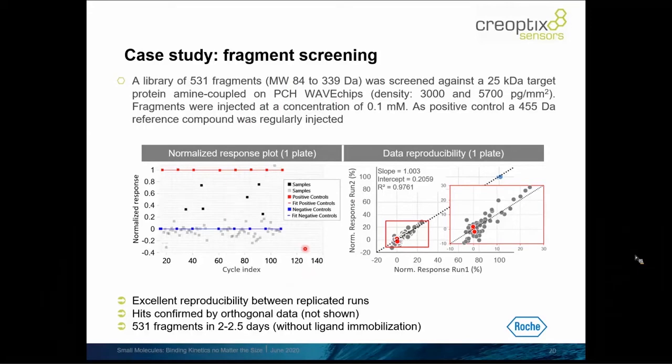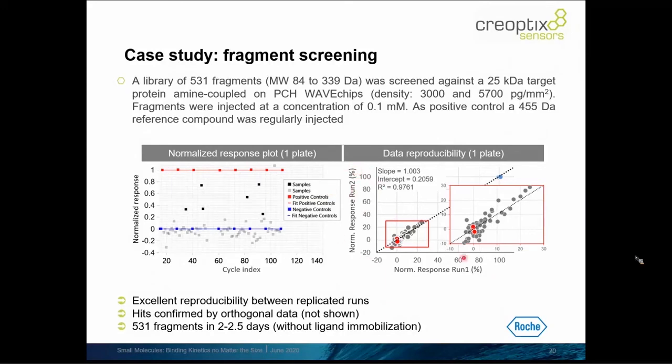You can see here that's a normalized response plot that you would get directly from the Wave control software, where you can put in your thresholds and you can normalize your binding signals, of course, to a positive control. As you can see here in red, the positive control signal is normalized to 1, and it's repeatedly injected over the whole course of the experiment to take control over target or ligand degradation over time, and we can normalize for that.